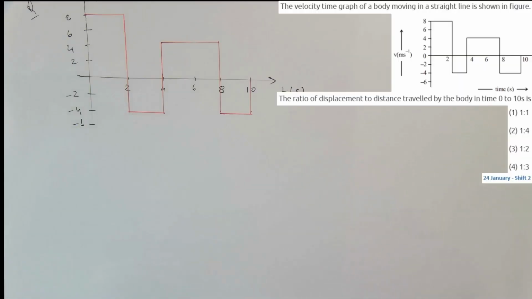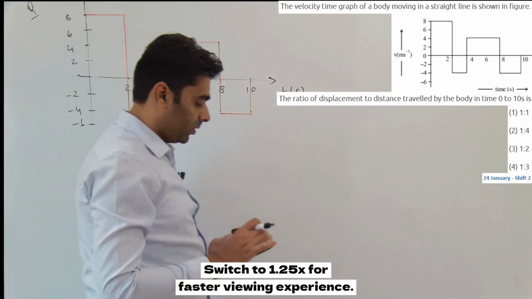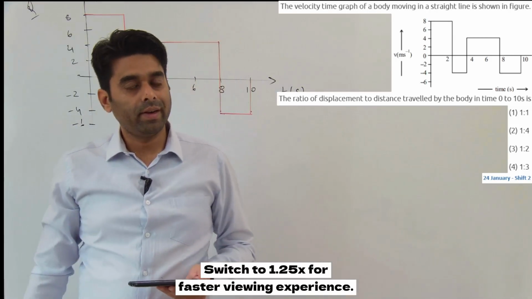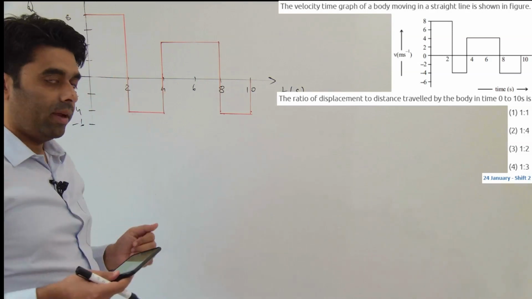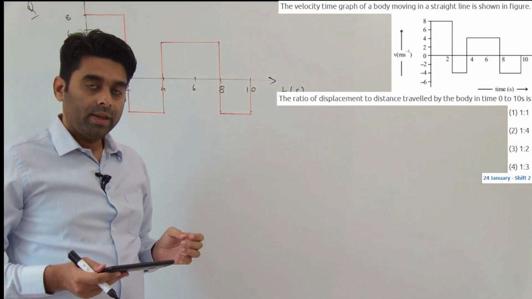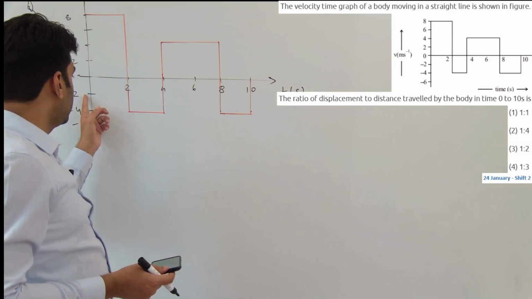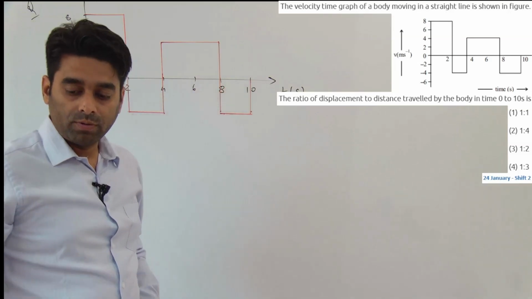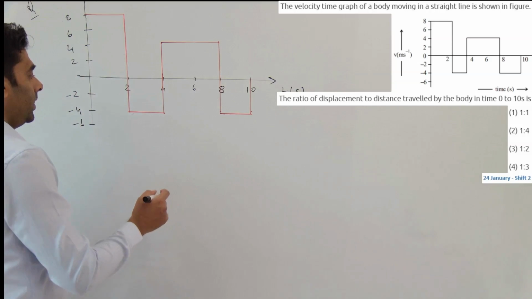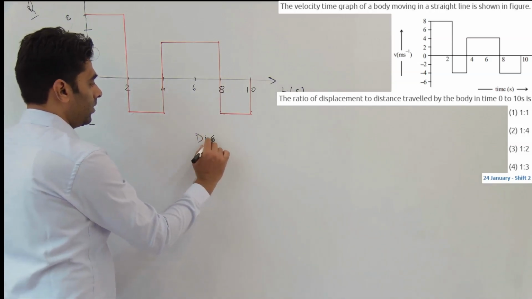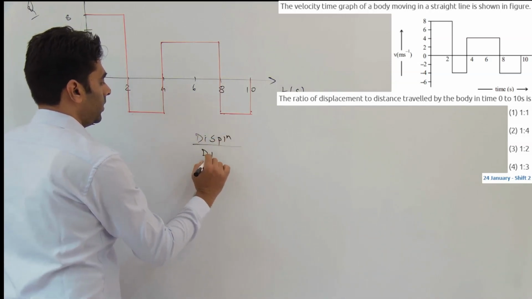Okay. So in the first question, the velocity time graph of a body moving in a straight line is given as shown in the figure. They are asking you the ratio of displacement to distance traveled by the body in 0 to 10 seconds. Fine. Ratio of displacement to distance traveled. So they are asking us displacement by distance.